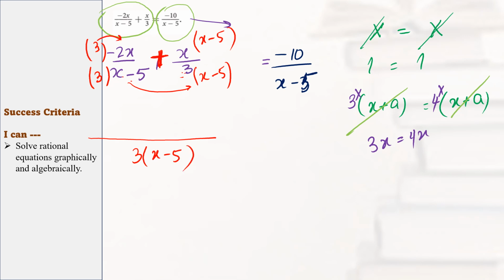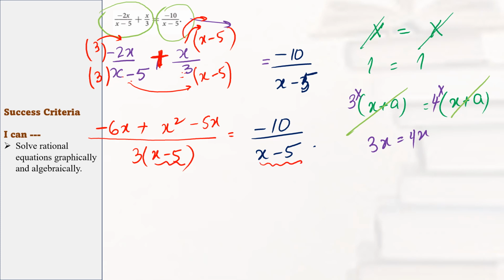Now open the bracket. 3 times negative 2x, negative 6x, plus open the bracket, x times x, x square, x times negative 5, negative 5x. And this side we have to write as it is. Now what I have observed is that here there is x minus 5, here there is x minus 5, I can cancel out. Now solve the upper part.